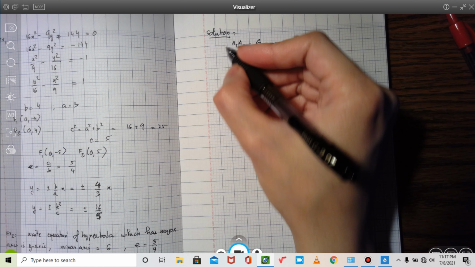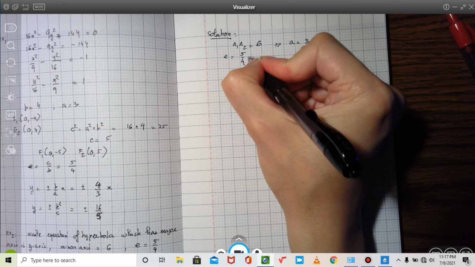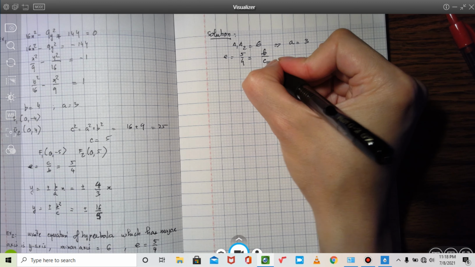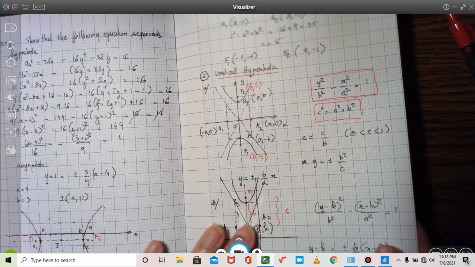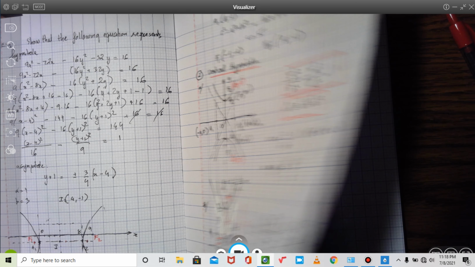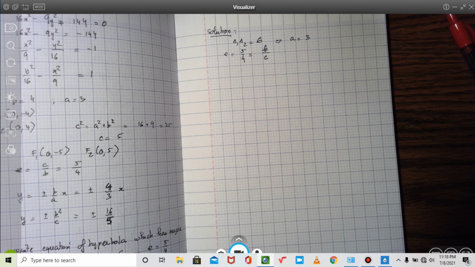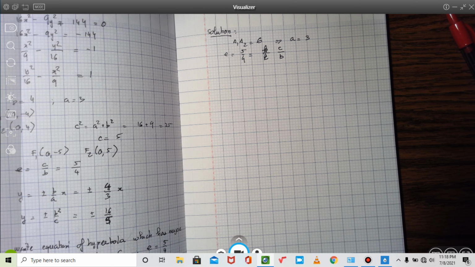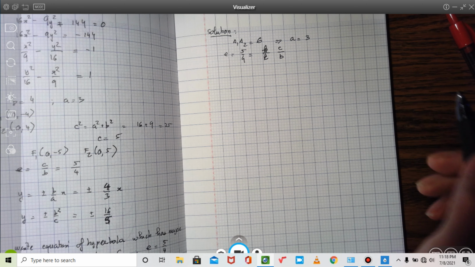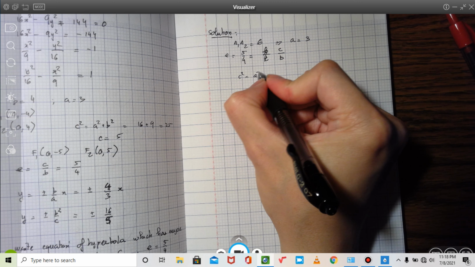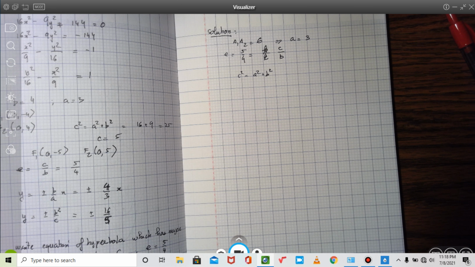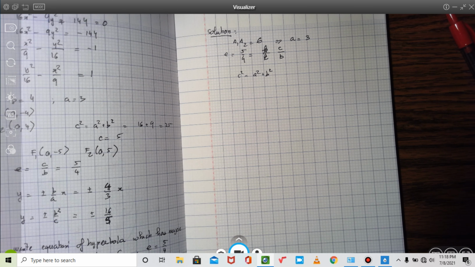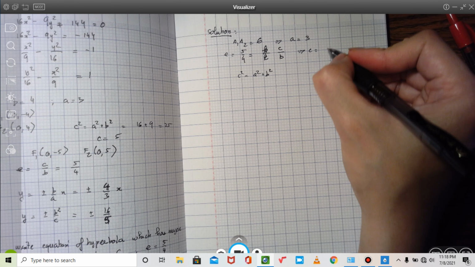So we know that e equal to 5 over 4, and e equal to c over b, I'm sorry, e equal to c over a, not b over c. So from here, what do we get? We cannot get anything yet. However, we know the relationship: c squared equal to a squared plus b squared. So from here, I can get c. You cross multiply, so c could be 5a over 4, right?